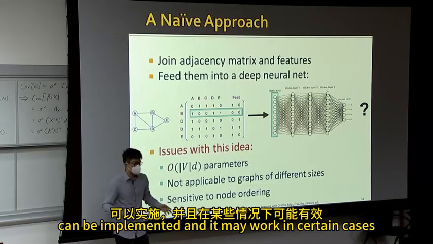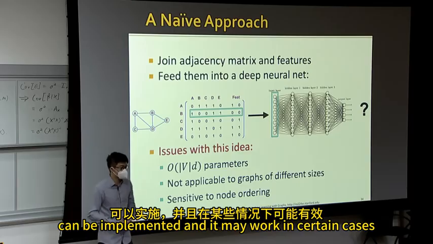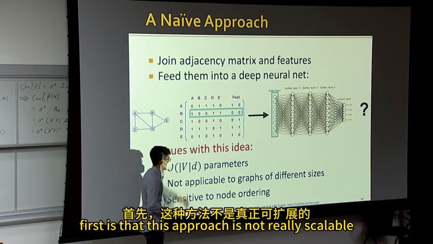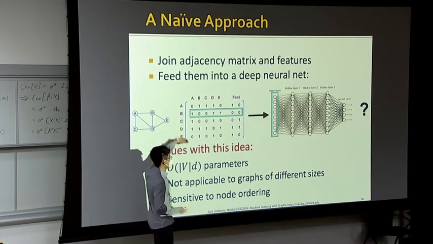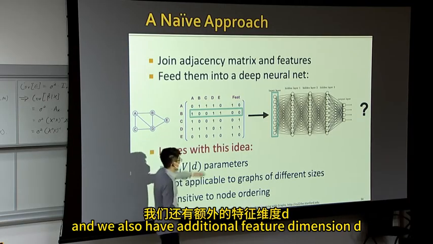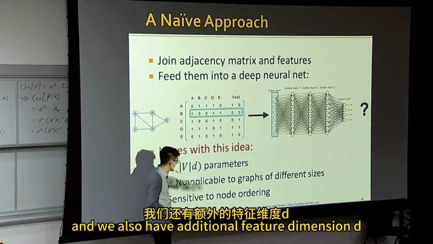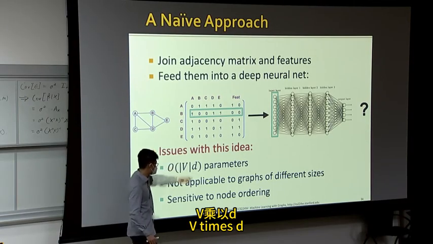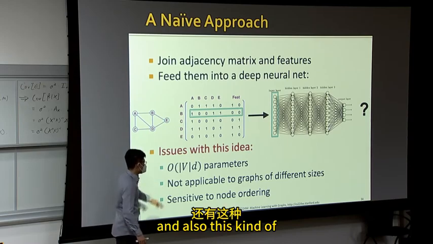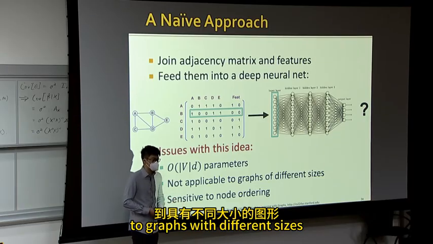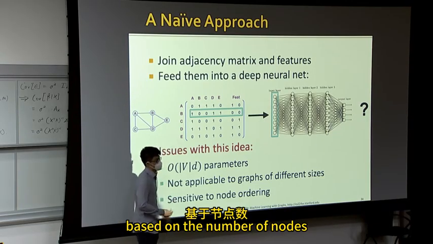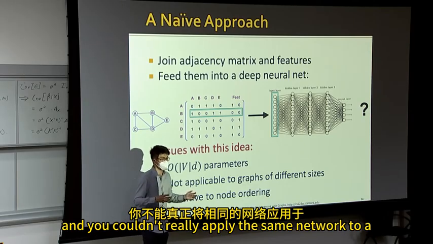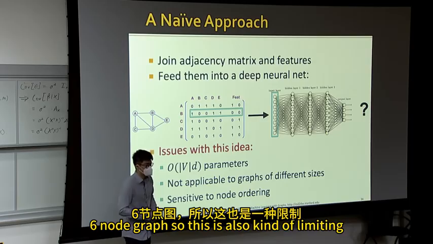So this pattern can be implemented, and it may work in certain cases, but there are some notable issues. First, this approach is not really scalable because the input dimension is on the order of the number of nodes, and we also have the additional feature dimension D. So the complexity here is on the order of V times D. Also, this approach is not applicable to graphs with different sizes because the input dimension will vary based on the number of nodes. If you train a network on a 5-node graph, you couldn't apply the same network to a 6-node graph. So this is also limiting.